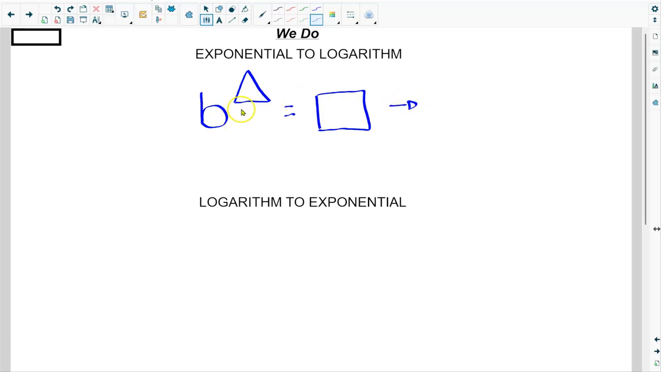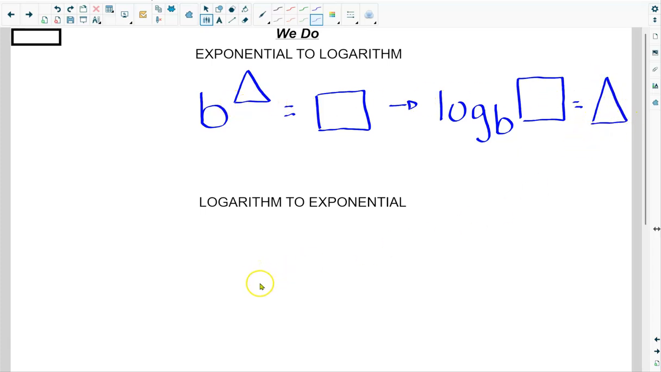Now how do you turn this into a logarithm? Pay attention. So you're gonna go log, base b. How do you know what the base b is? From here, they give it to you. Now what goes next? Whatever is in the square. So whatever was in this square goes here, which is going to equal whatever's in the triangle. Super simple. So I'm going to do a practice exercise, and I'm going to use triangles and squares, and it's going to hook us up.